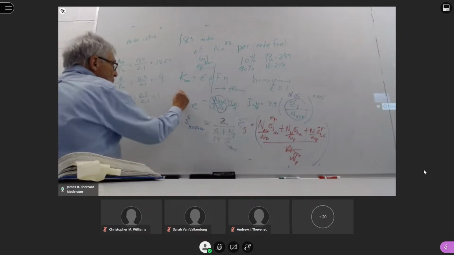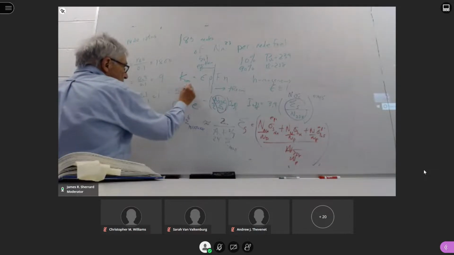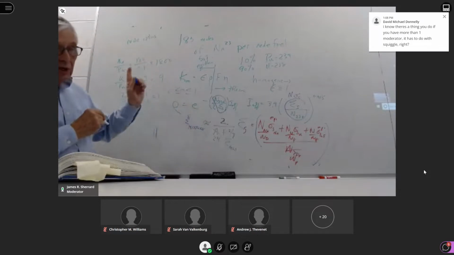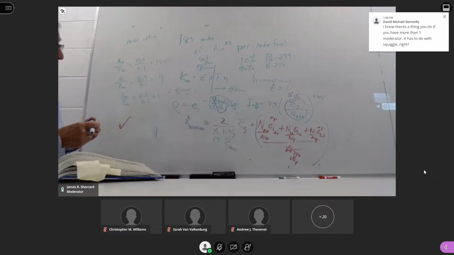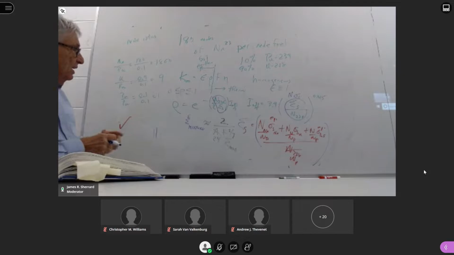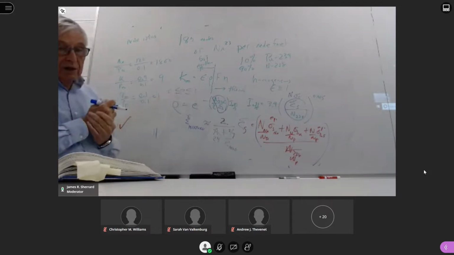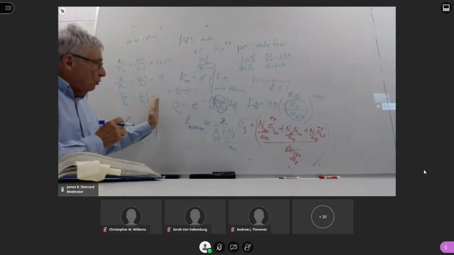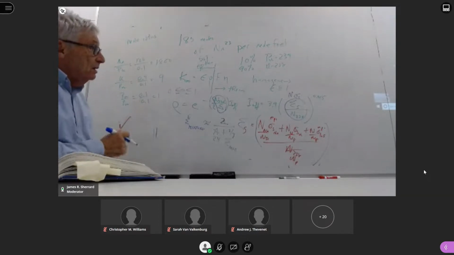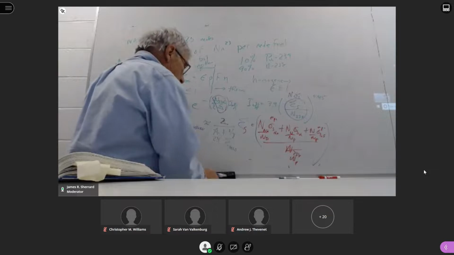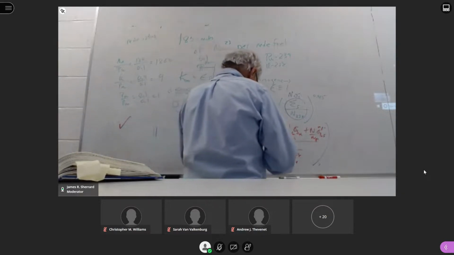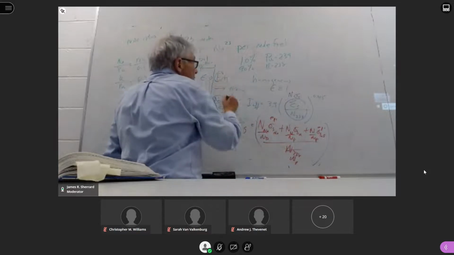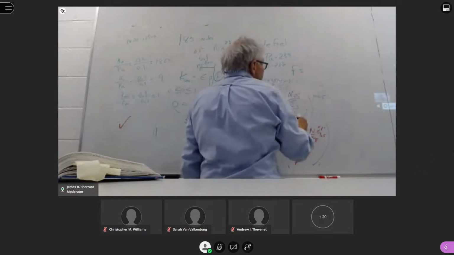We know that this value must be between 0 and 1. We want this to be as high as possible because we want to keep K infinity as high as possible. So when you get an answer, first of all, you want to make sure it's between 0 and 1. If it isn't, you've made a mistake somewhere. And then hopefully it's a higher value. Next thing you have to do is calculate F, which is the thermal utilization factor.